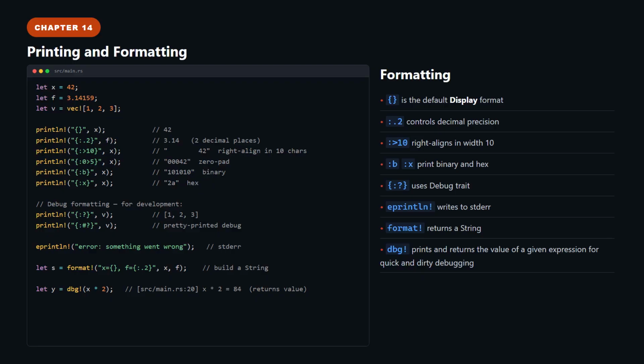dbg! is invaluable for quick print debugging because it shows you the expression text, file, line number, and value. Then it returns the value so you can insert it into an expression without changing its behavior. eprintln! prints to standard error instead of standard out.